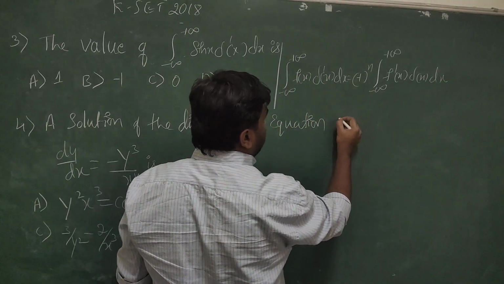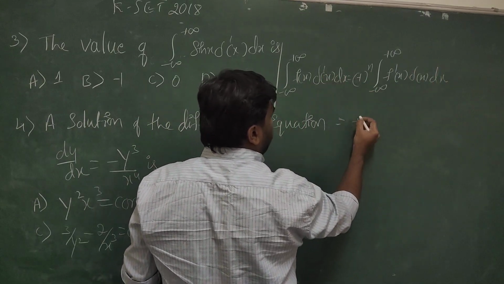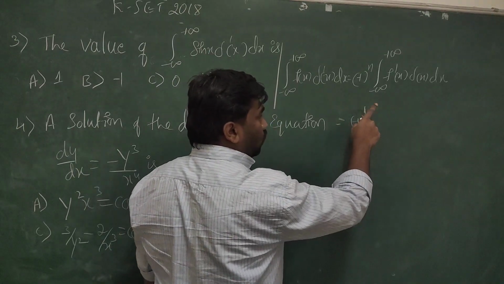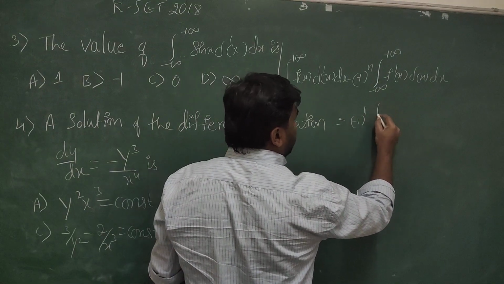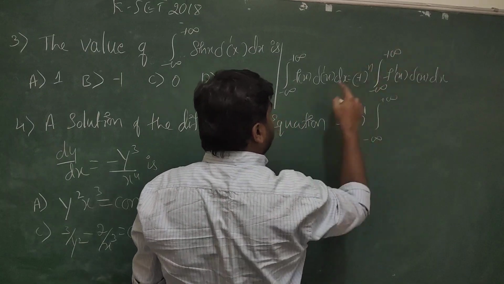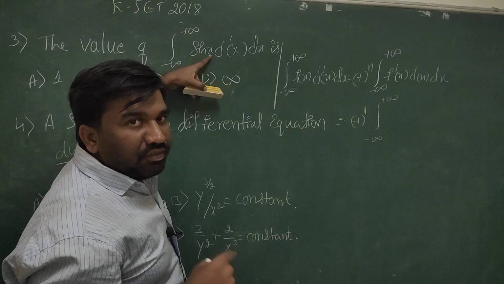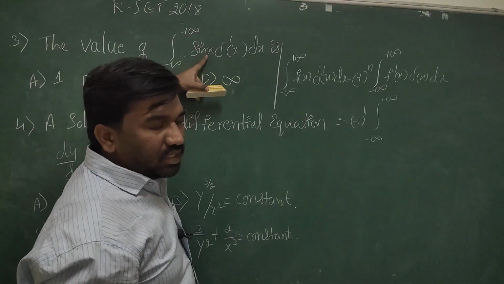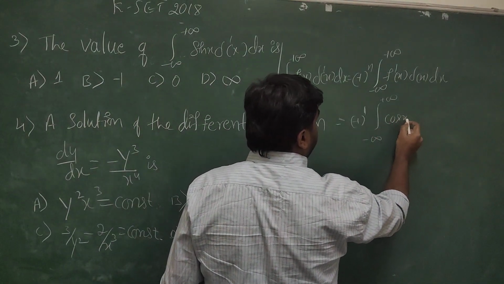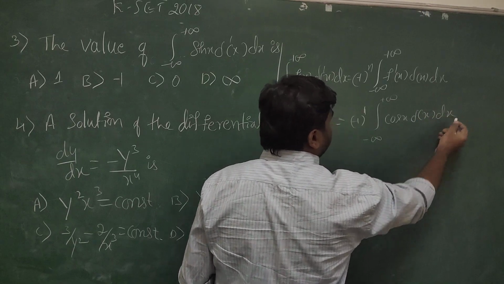Here, if the prime is 1, you have to take minus 1 power 1. If it is 2, you have to take minus 1 power 2. So the integration from minus infinity to plus infinity of f dash of x. Here f of x is sin x, and f dash of x is the differentiation of sin x, which is cos x. So cos x into delta of x dx.